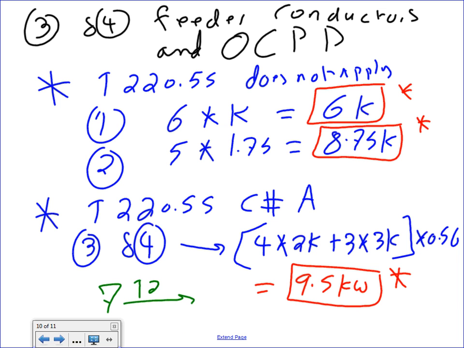Table 220.55, C. What do you get for 7 for C? 22. How much? 32. 32 kW. 22, I'm sorry. Much higher. 22 kW. So which one are you guys going to be using?